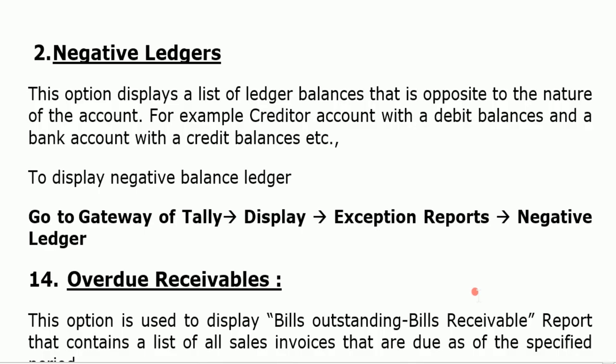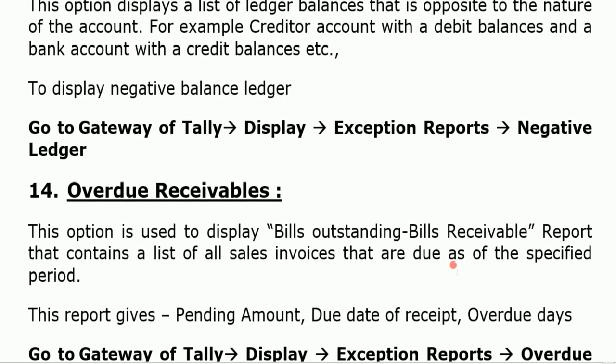Same way, negative ledgers. This option displays a list of ledger balances that are opposite to the nature of the account. For example, a creditor account with a debit balance. A creditor account must have a credit balance, and a bank account must have a debit balance. If a bank account has a credit balance, we call it a negative ledger. To display negative balance ledgers, go to Gateway of Tally, Display, Exception Reports, Negative Ledger.